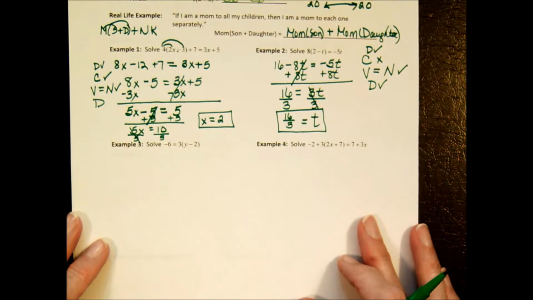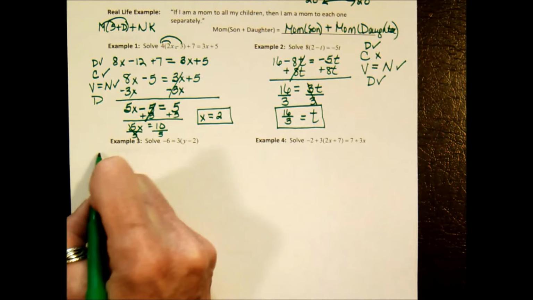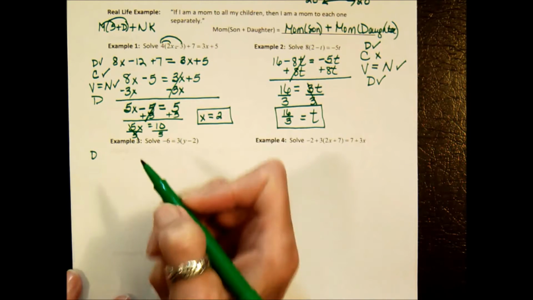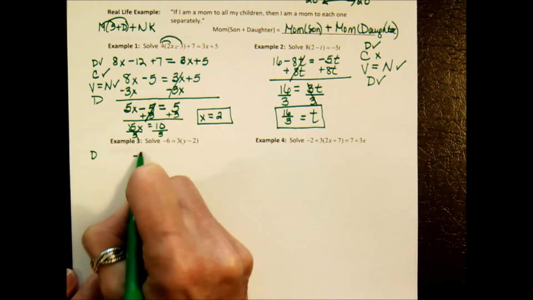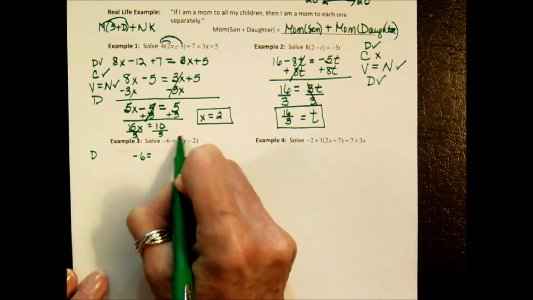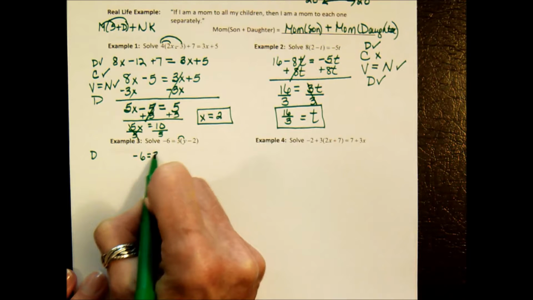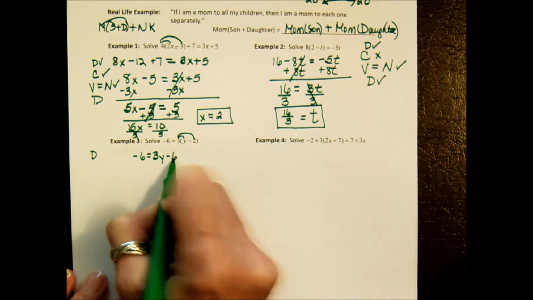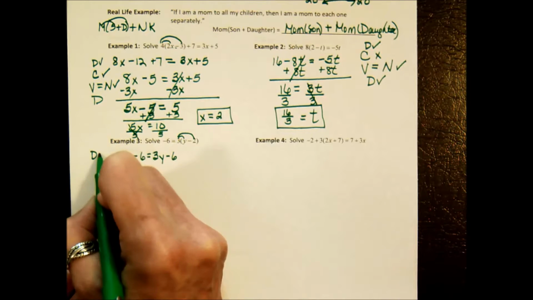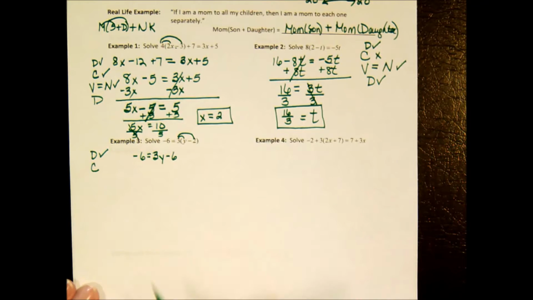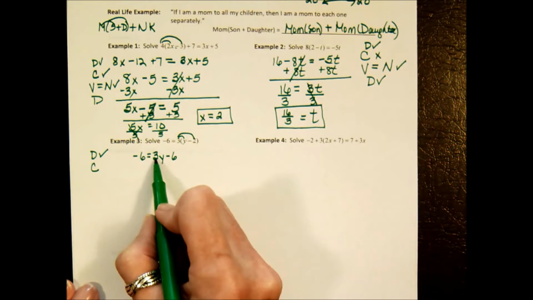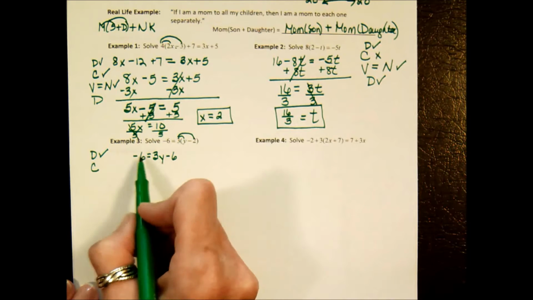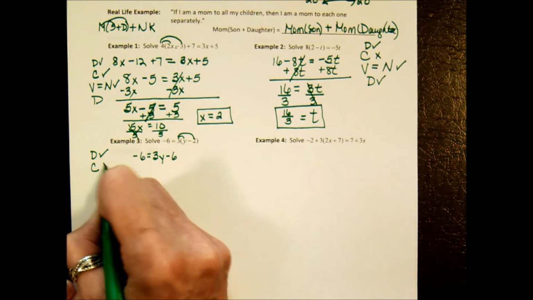Let's look at example 3. Again, writing our steps, distribute first. Well, on the left, there's nothing to distribute. On the right, I'm going to distribute that 3. So 3y, and 3 times negative 2 is negative 6. So I did that. Are there like terms to combine? No. The terms on the right are not alike, and this guy doesn't have anything to combine with, so we don't have to do that.